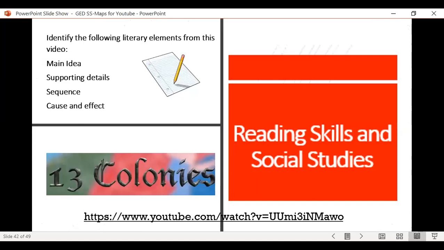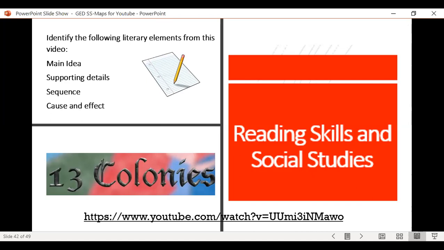So get your pencil and paper ready. We're going to be doing an exercise on the 13 colonies. For those of you who are already familiar with the GED process and those of you who are going into it brand new, you'll understand why reading is so important when it comes to social studies, because there are different questions and different elements that you need to be able to interpret, like main idea, supporting details, sequencing, and cause and effect.